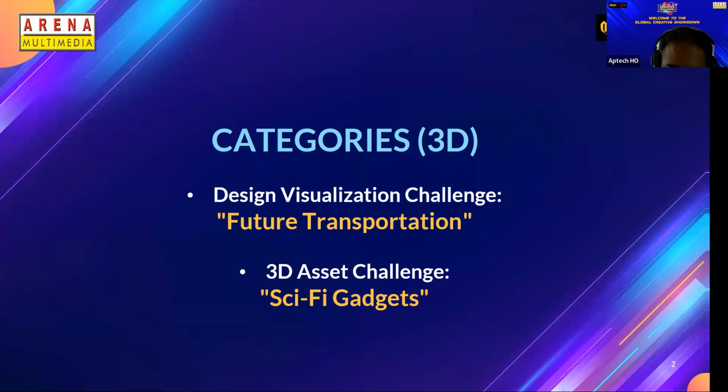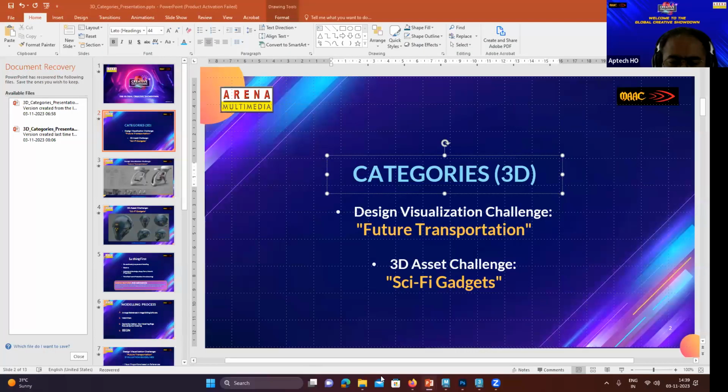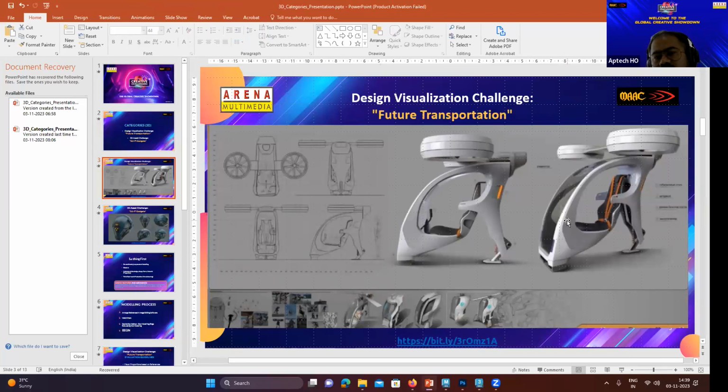So basically, as you know, there are two categories. The first is future transportation. Here we have the transportation reference already shared with you, and even for the 3D asset challenge as well, there is one sci-fi helmet, which you already got. It is mentioned in the problem statement or challenge description, but first I'm going to cover this future transportation.